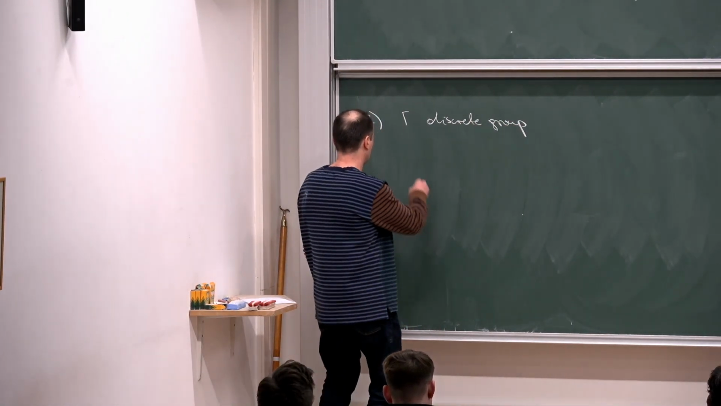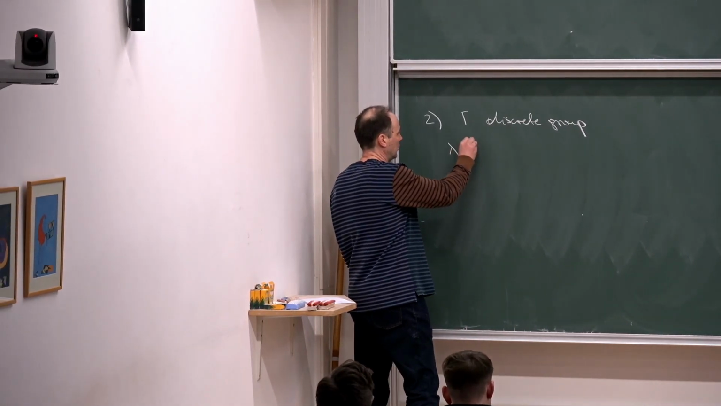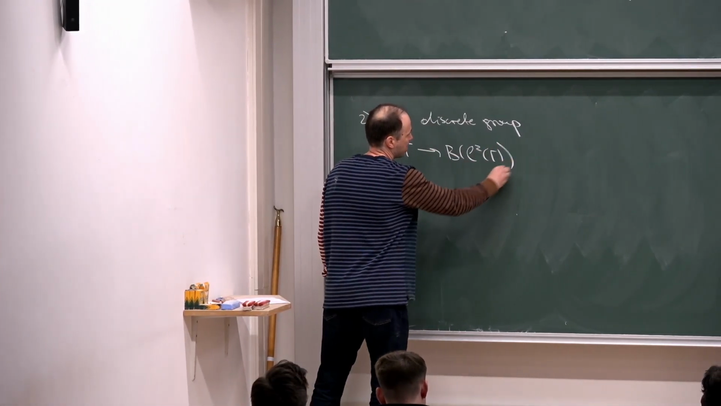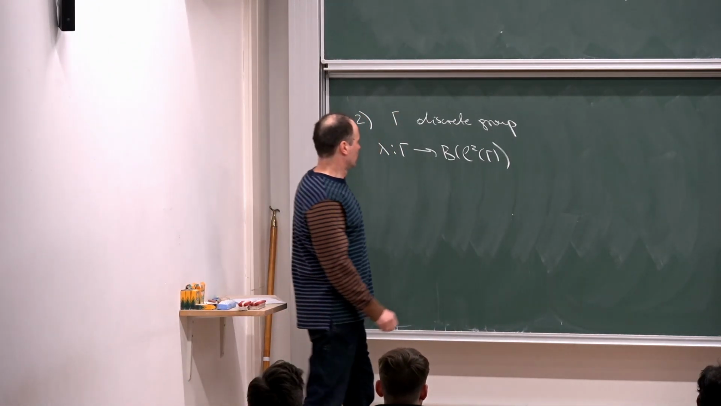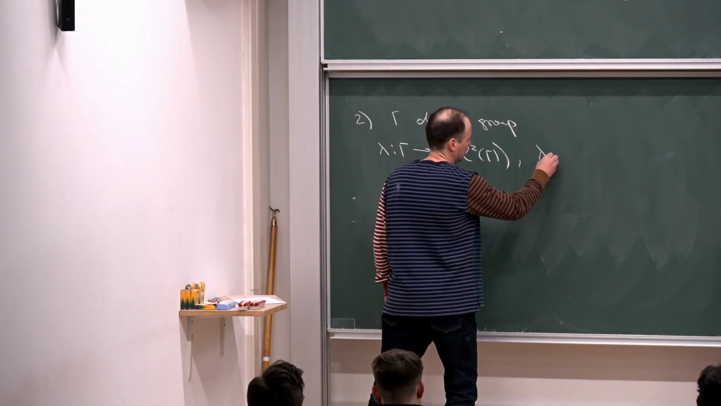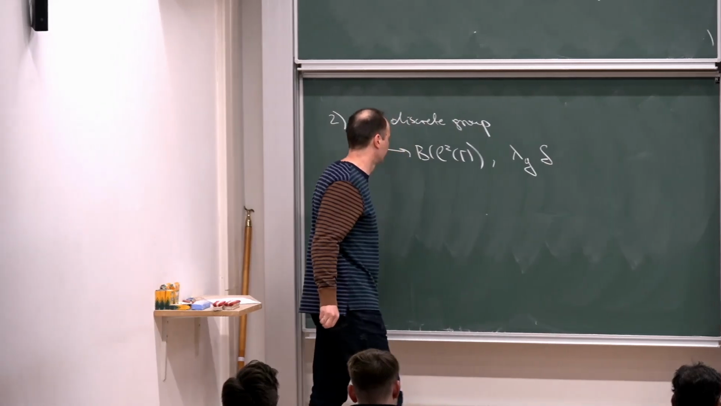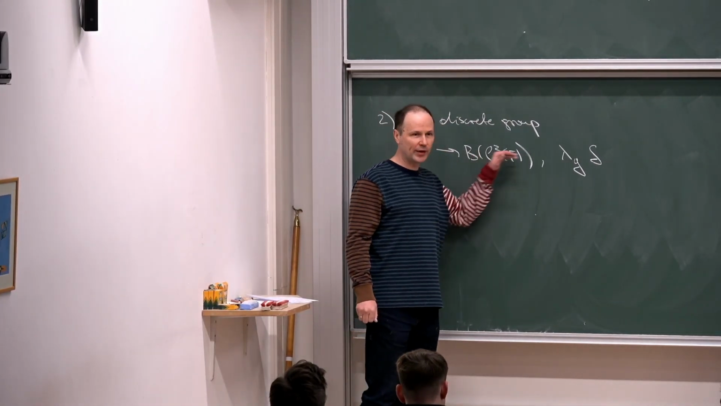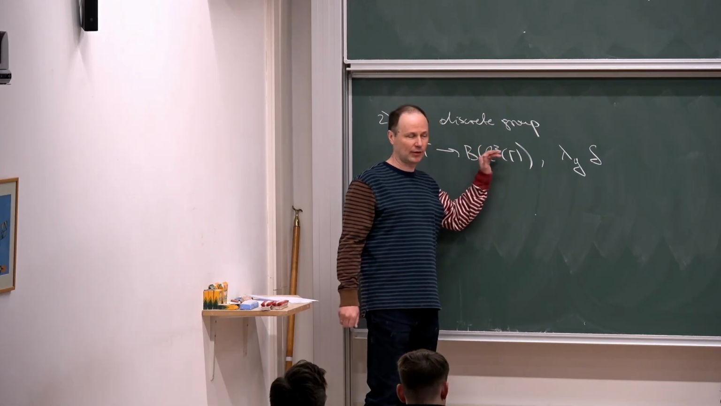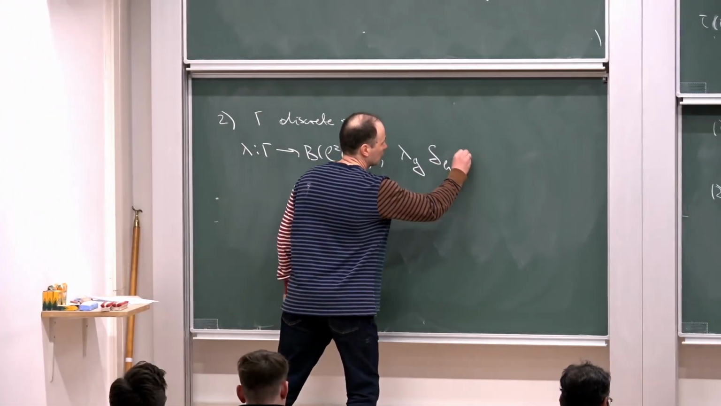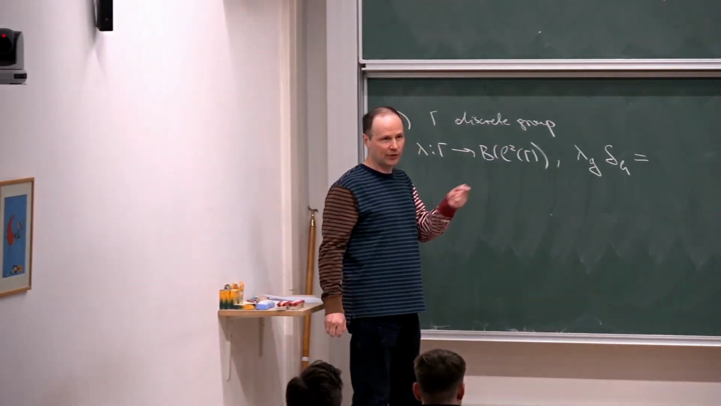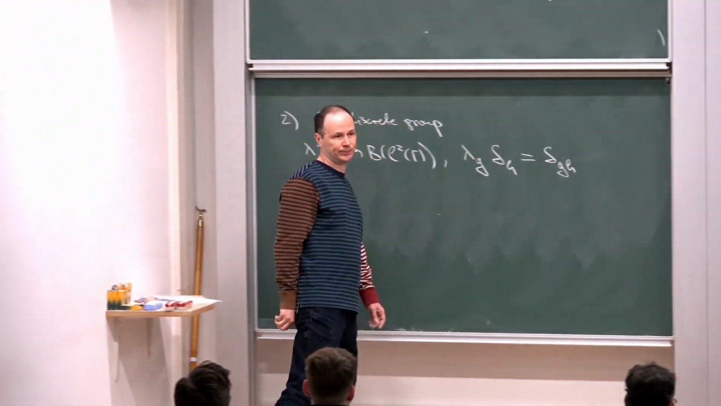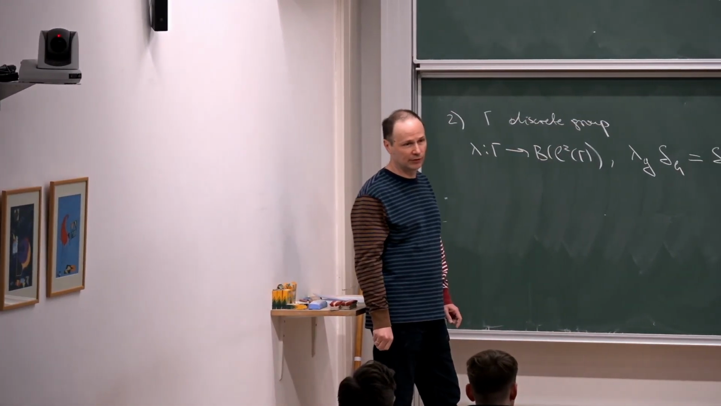And consider its regular representation, the left regular representation. So if we take this L2 space, its orthonormal basis is given by delta functions at gamma. And what this representation does is simply shift these elements of this basis according to the action on the left.